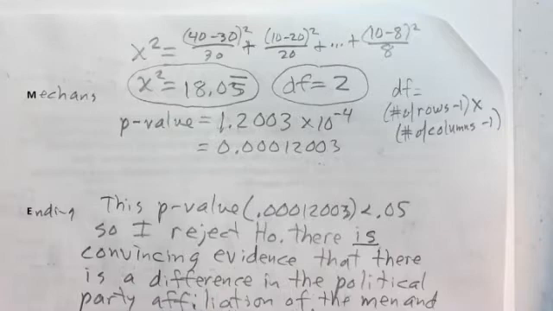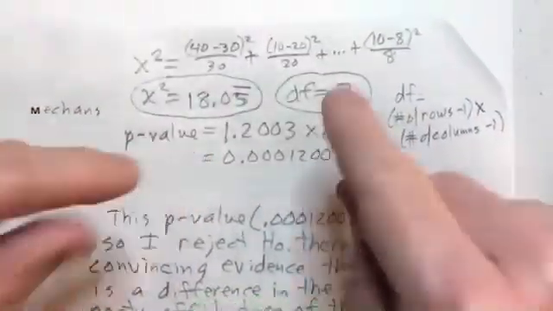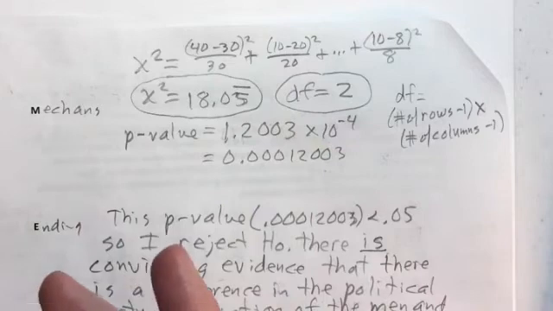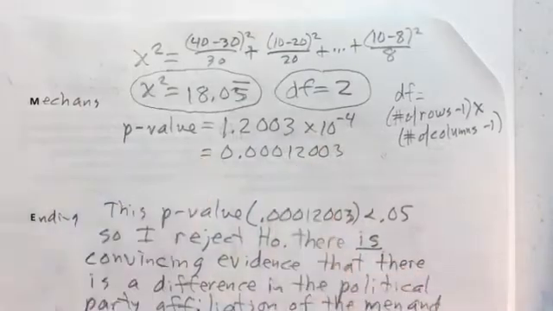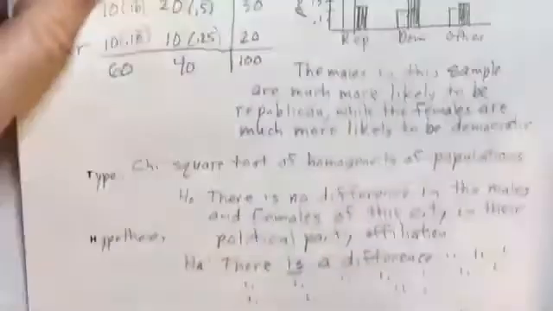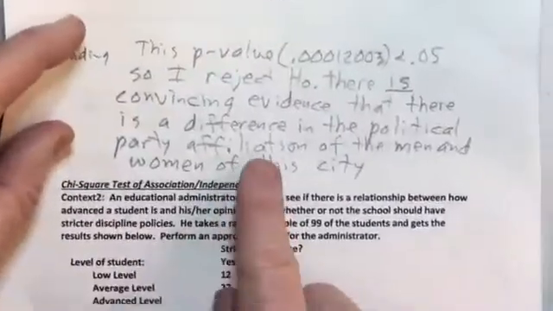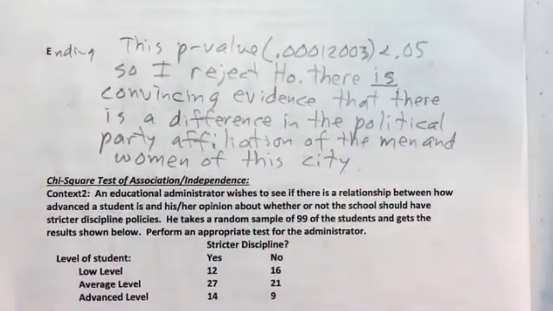Now, at this point, it's just making your p-value statement, which we've done for several chapters now. The p-value is low, so you reject the H-naught. And you have convincing evidence that, and you restate the alternative. So this is just like what we've been doing. This p-value is below 0.05. So I reject the null. There's convincing evidence that, and then you just restate the alternative, that there is a difference. We have convincing evidence that there is a difference in the political party affiliation of the men and women in this city. Okay, that's how you do it now.